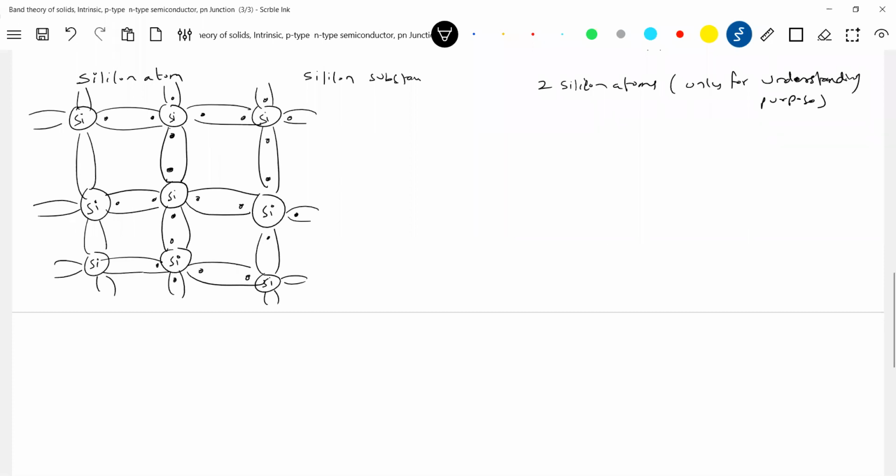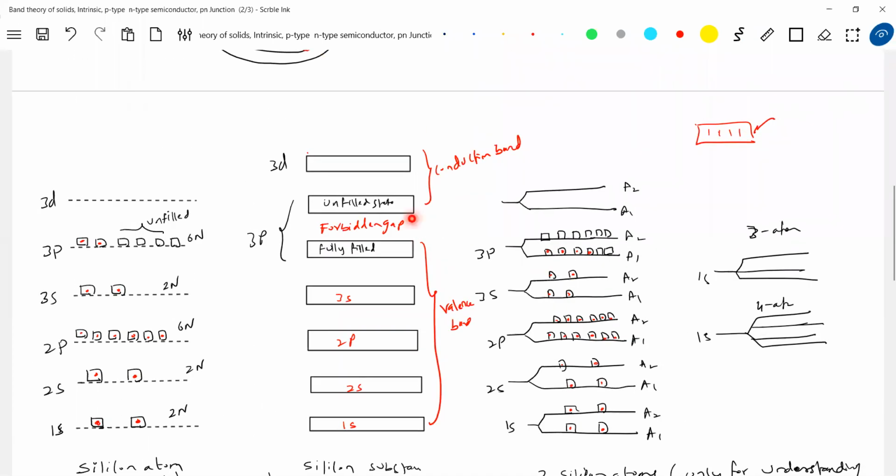Now what is the dot here? The black dot is a valence electron. I think we'll continue with the same symbol. And how much energy should you supply to break this covalent bond? 1.1 electron volt, or around 1 electron volt for silicon. If it's germanium, it is 0.7 electron volt. The 1.1 comes when I measure practically; it comes around 1.1 electron volt. For germanium, it is 0.7 electron volt.